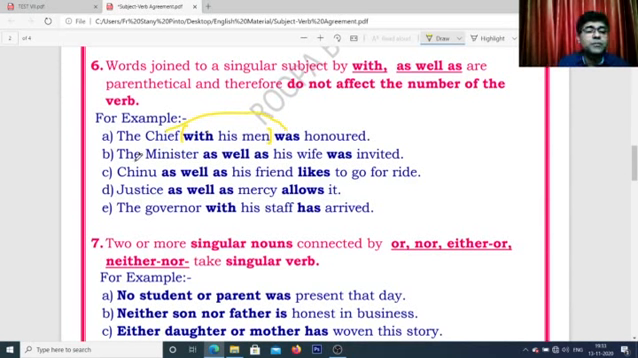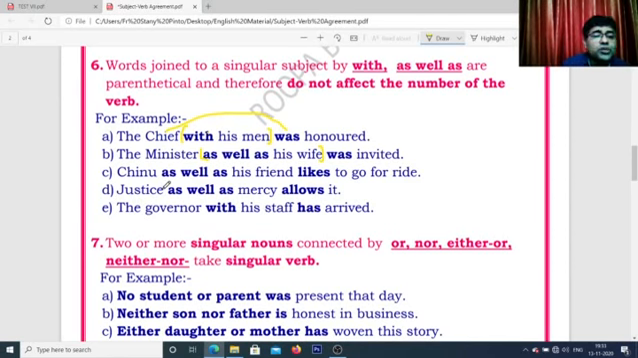Take the second example. The minister as well as his wife was invited. Now, here we have a slightly different meaning. The minister was also invited and his wife was also invited. In other words, we are speaking separately because this is called parenthetical. The minister was invited, or you read, his wife was invited.